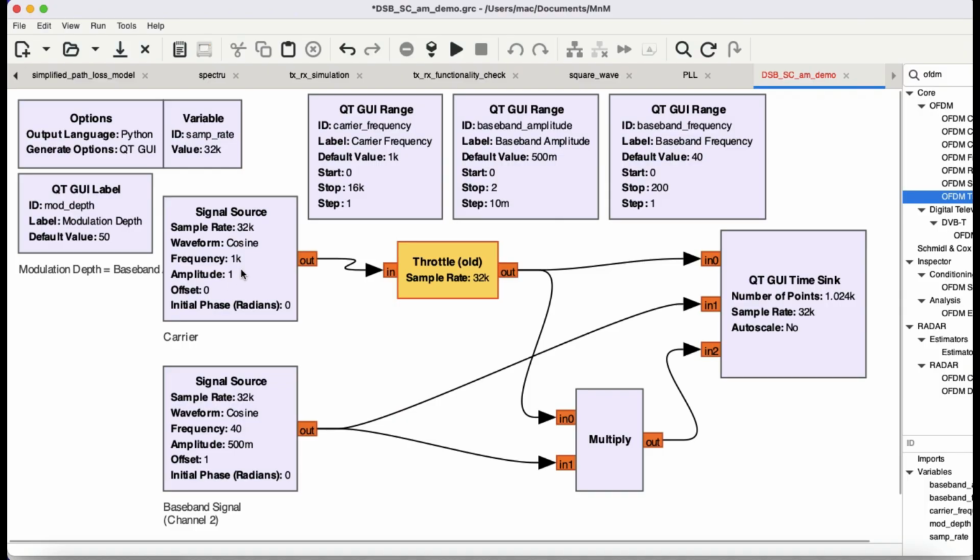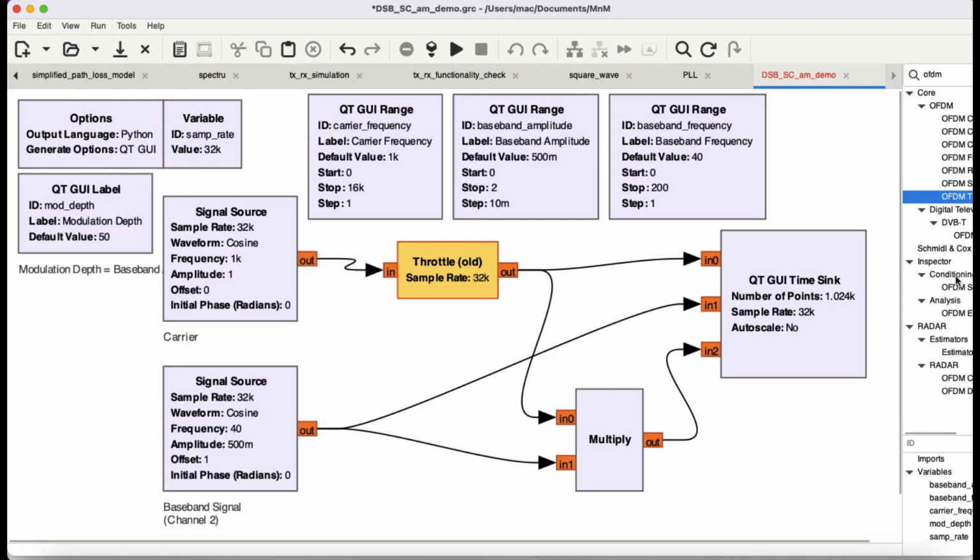And basically what we're doing is multiplying both of these signals. As you can see, this is the carrier signal, which is going into a multiplier. Then you have a modulating or baseband signal that is going into the multiplier. And I am also individually viewing these signals as well. So I'm looking at the carrier signal, my modulating or baseband signal, and the modulated output. So I'm seeing 3 time sink graphs.